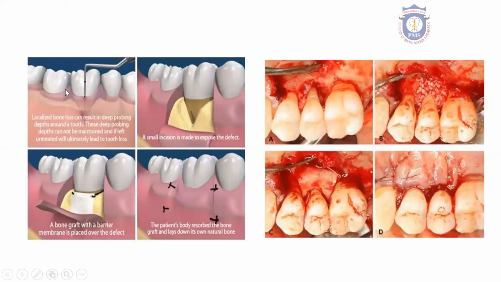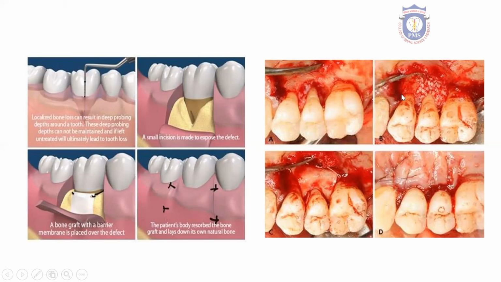So this is a pictorial representation in which, in the initial examination, we can see there is a probing depth. By using a probe, you can probe the pocket, and there is a probing depth of more than 5 millimeter. So there is a localized bone loss, and a small incision is used to expose the defect. GTR membrane is placed, and then the flap is repositioned. And this is the defect.